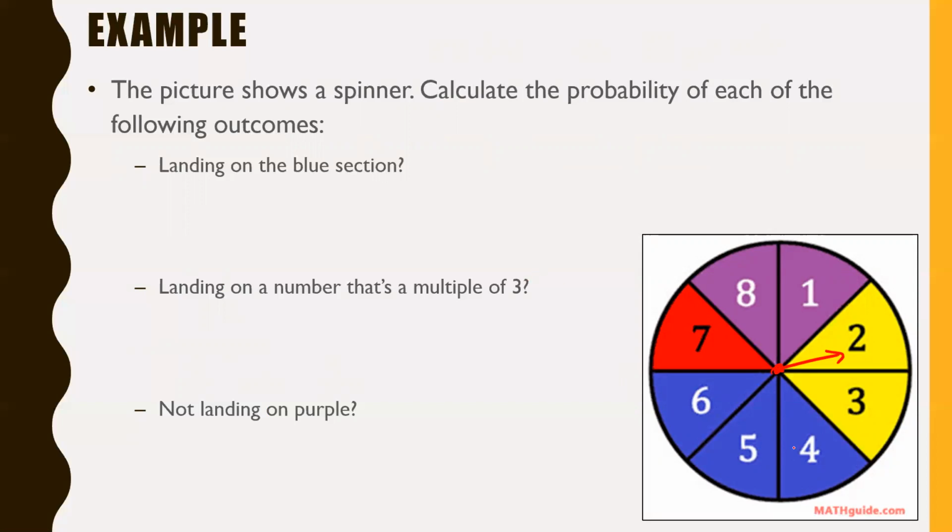There are 3 different segments on here that are blue. So we're going to say there's 3 positive outcomes. And there's 8 sections in total. So we'll say that that's 3 out of 8. And that doesn't simplify down any further. So I would say we're done on that one, right?